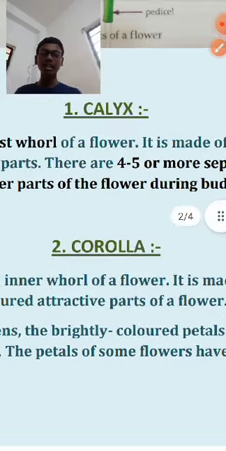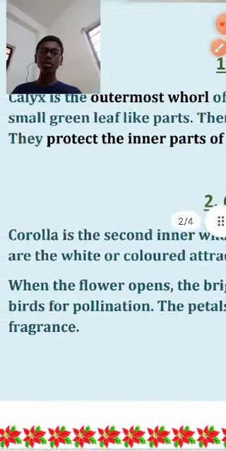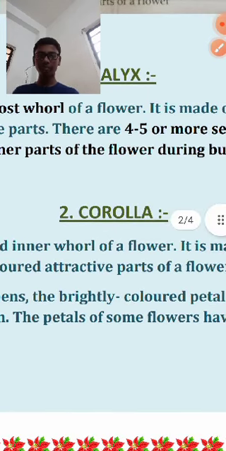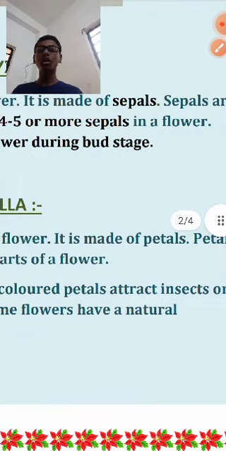Now let us go back to the corolla. The corolla is the second inner whorl of a flower. It is the second whorl of a flower that is present inside, after the calyx. The first whorl is the calyx, and the second whorl is the corolla, as we already know. It is made of petals.